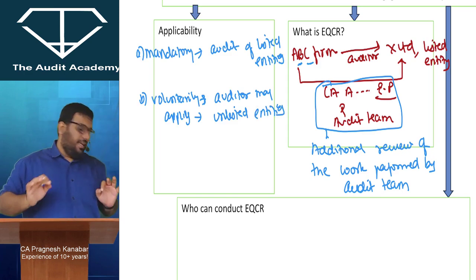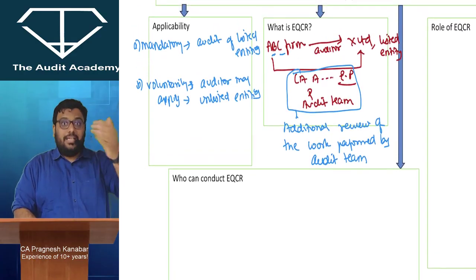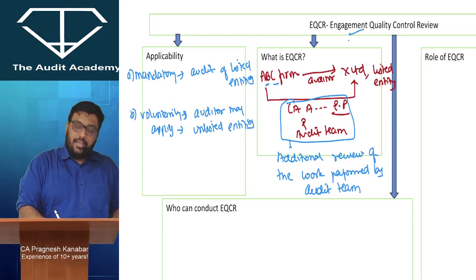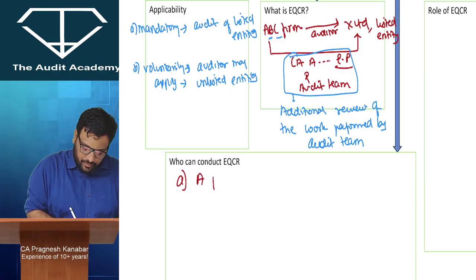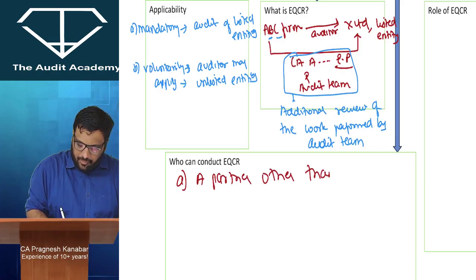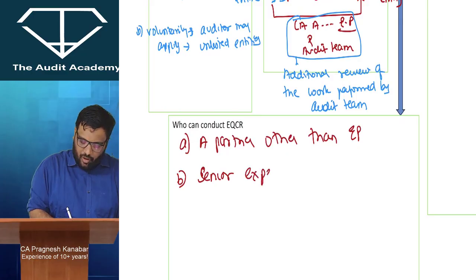Voluntarily, an auditor may apply it in the case of unlisted entities. But the $1,000,000 question is, who can conduct this engagement quality control review? I gave you one option, a partner other than the engagement partner. Second option, some senior experienced person of the firm can also do it. Yes, even though that person is an employee, still he can do it.